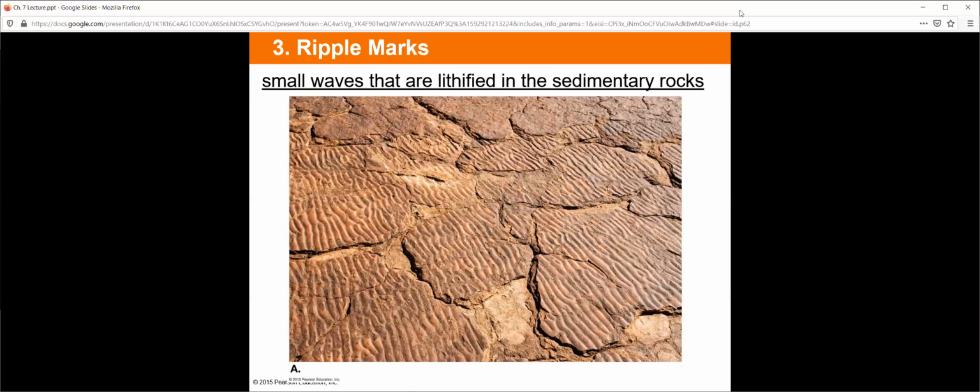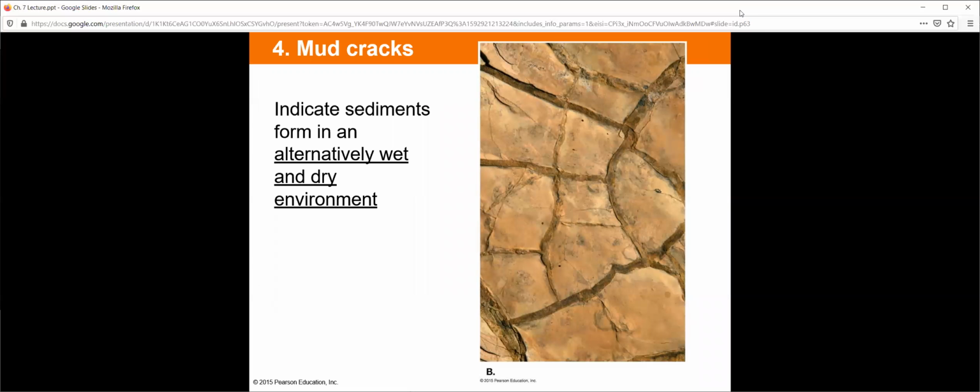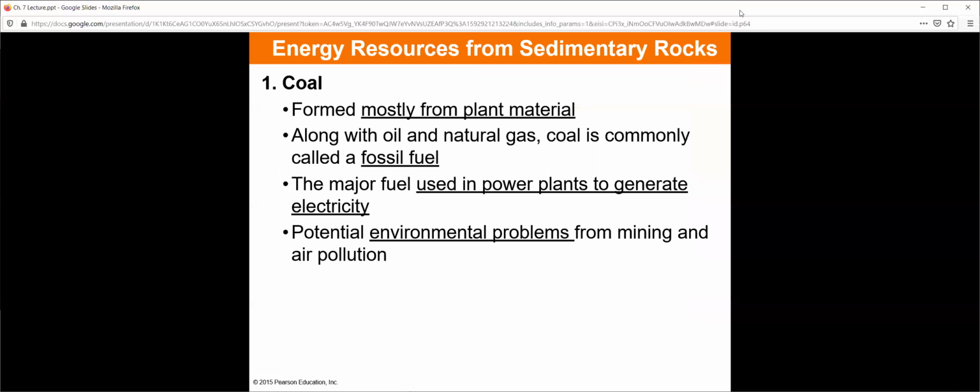Here we have ripple marks, they're called, small waves essentially, shown in the rocks. What makes small waves nowadays? Maybe the same thing. This rock looks like cracked up mud, like a dried up mud puddle. Maybe there's a connection there, right?